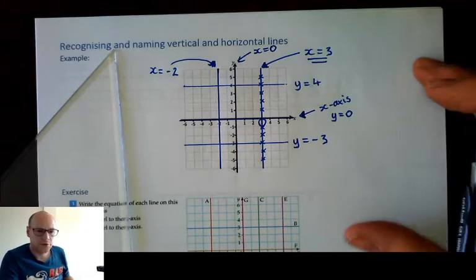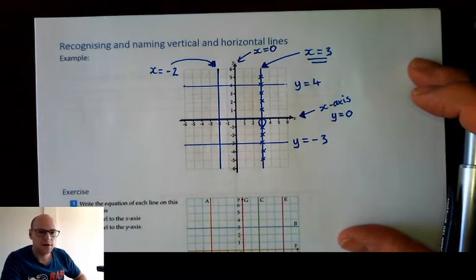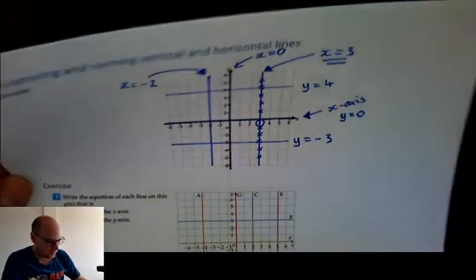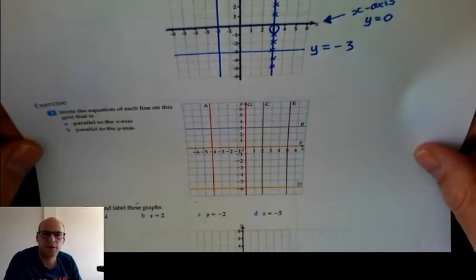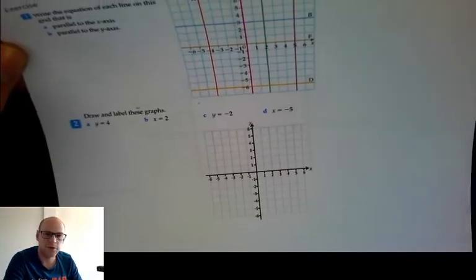So again, you're going to stop the video for a while, and you are going to try and have a go at this exercise. It should only take you 5 or 10 minutes. You're going to be labelling each of these, and you're going to be drawing some for yourself.